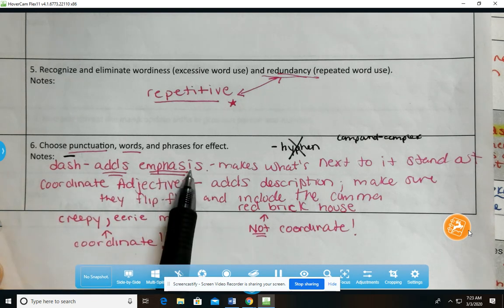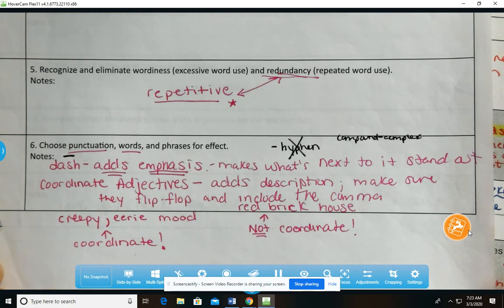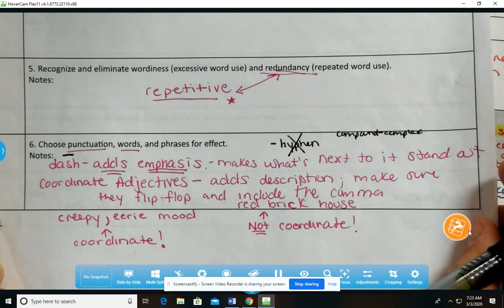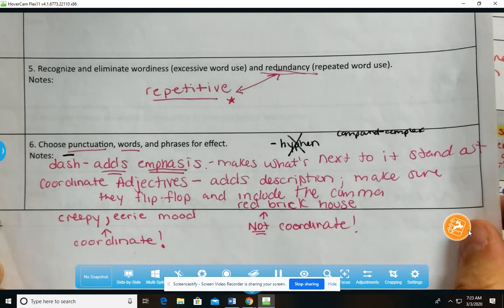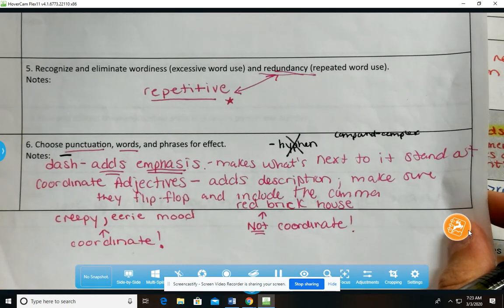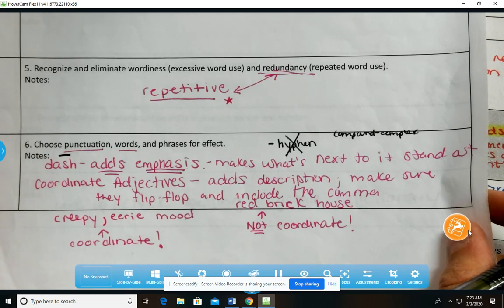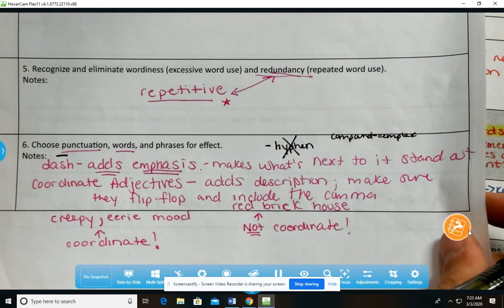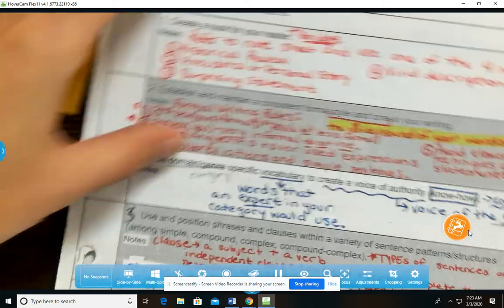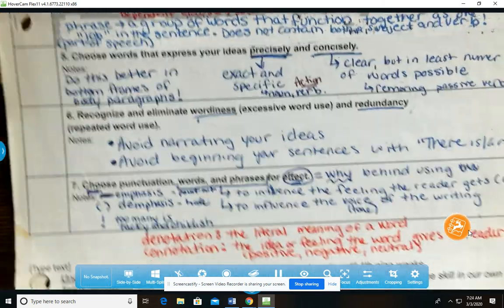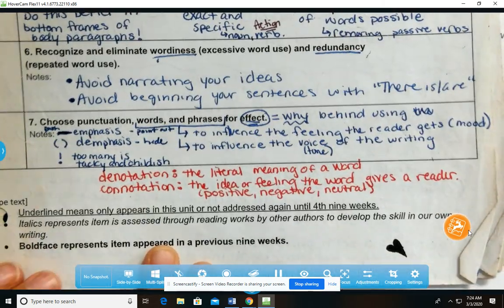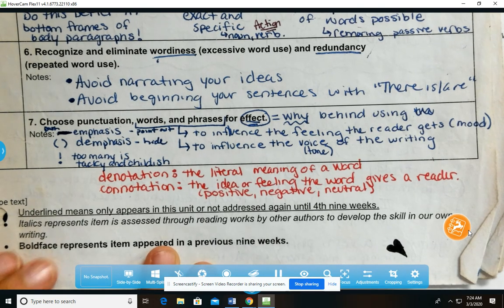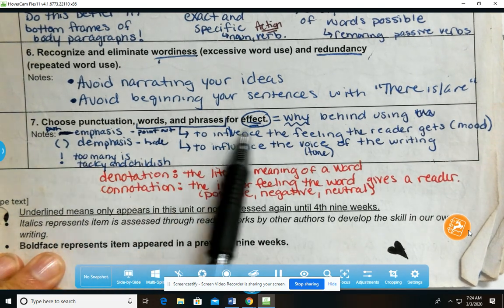It adds emphasis. Keep in mind that we have a few other marks we can use for punctuation. And I already have them on another sheet here, as well as some more notes about when you use words for an effect. And I'll show you those too. This is in my old packet, so keep in mind that this numbered target was a little different back then, but it's still to choose punctuation, words, and phrases for an effect.